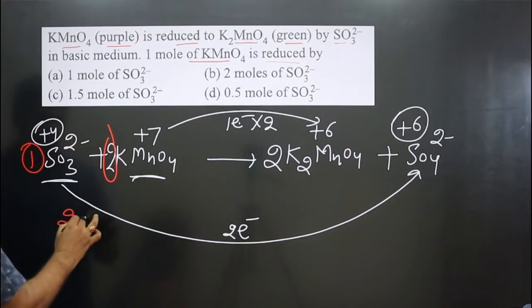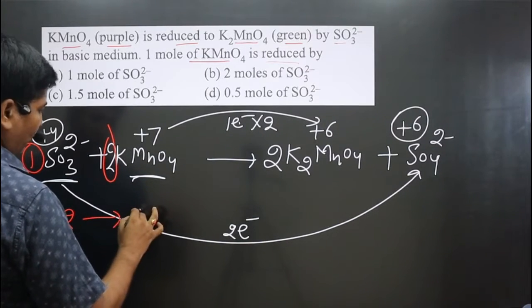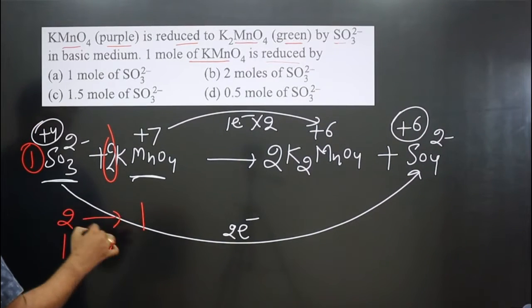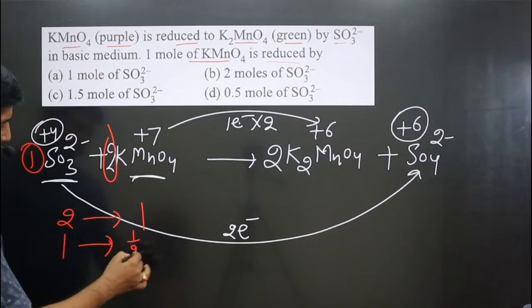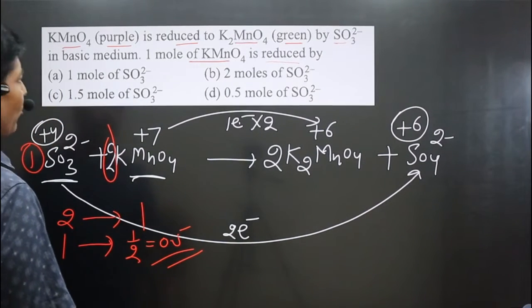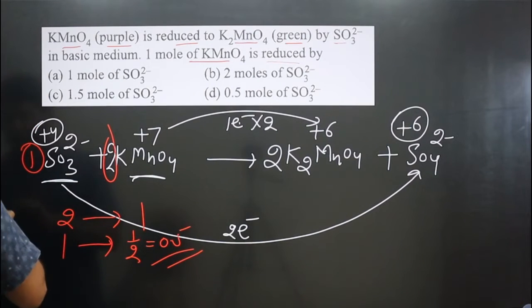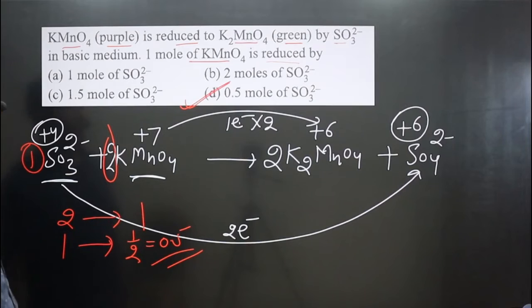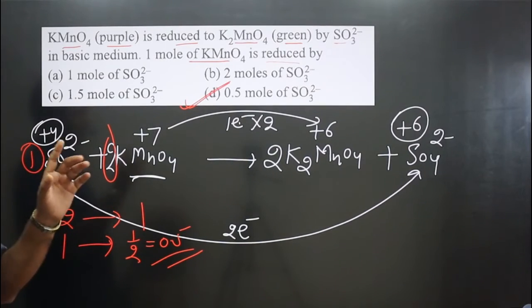You can see 2 moles of KMnO4 are reduced by 1 mole of sulfite ion. Then 1 mole of KMnO4 will be reduced by how many moles of sulfite ion? 1 by 2 is equal to 0.5 moles of sulfite ion. Where are the answers? We have 0.5 moles of sulfite ion. You can see we got the option, that is D. 0.5 moles of sulfite ion will reduce 1 mole of KMnO4 in the reaction.